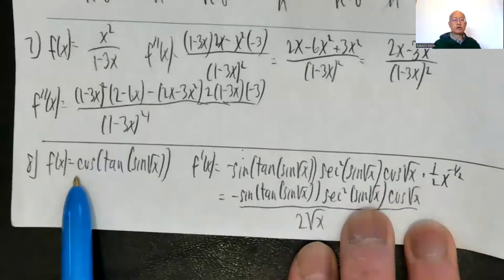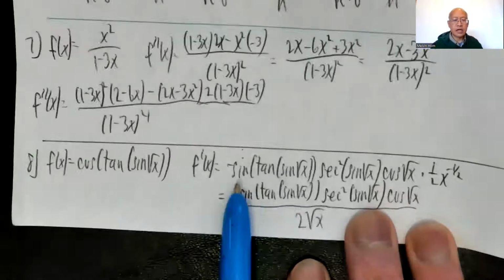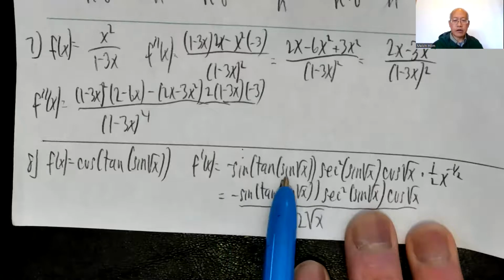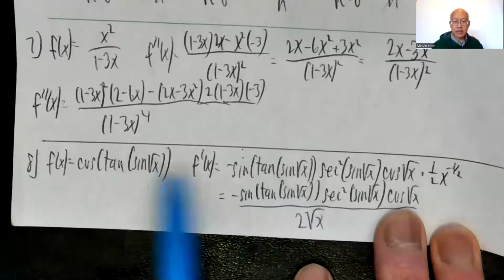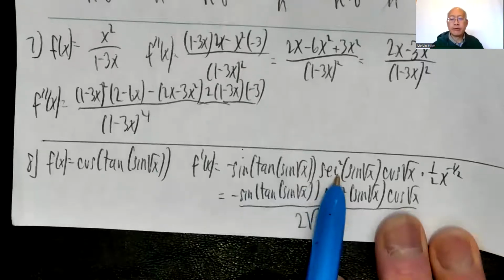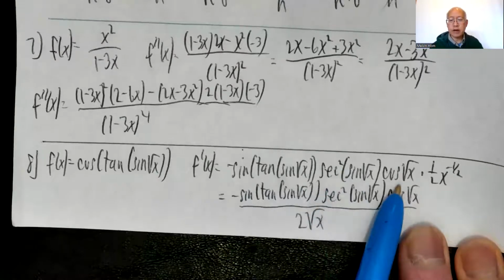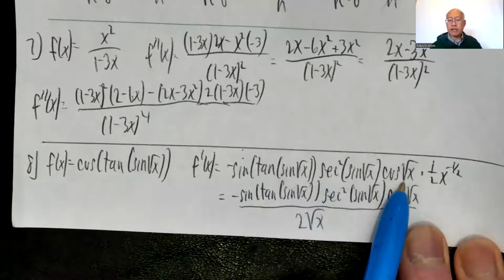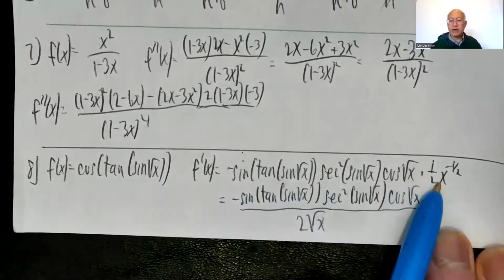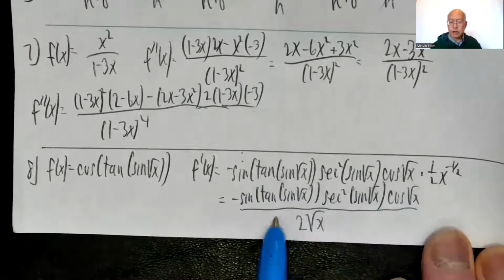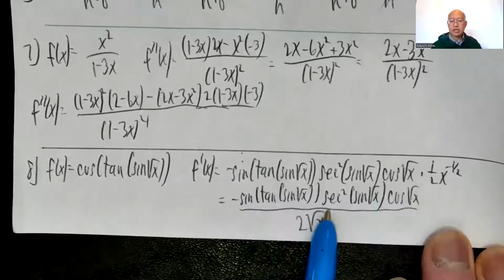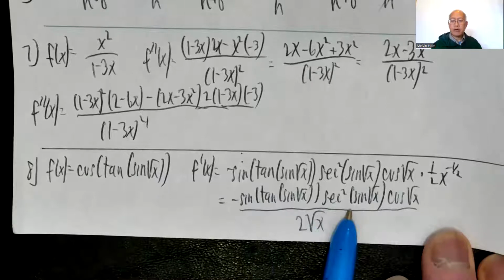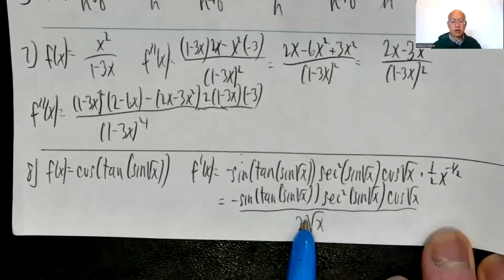Number 8: the derivative of cosine is negative sine. So negative sine of tan of sine radical x. Now I differentiate tangent, which is secant squared of everything here, sine radical x, times the derivative of sine radical x, which is cosine radical x, times the derivative of radical x, which is 1/2 x to the -1/2. I can clean that up by putting the 2 and the radical x in the denominator. So negative sine of tan sine radical x times secant squared of sine radical x times cosine radical x over 2 radical x.